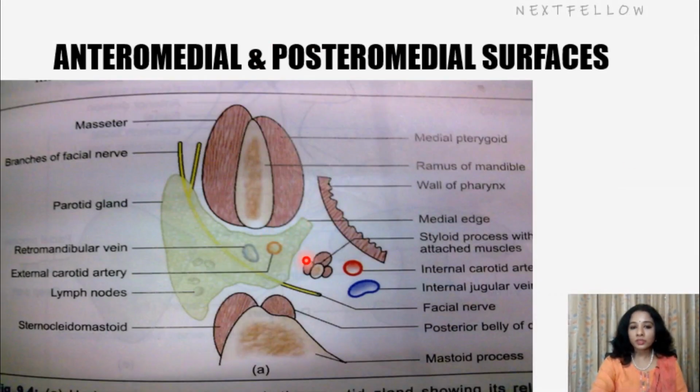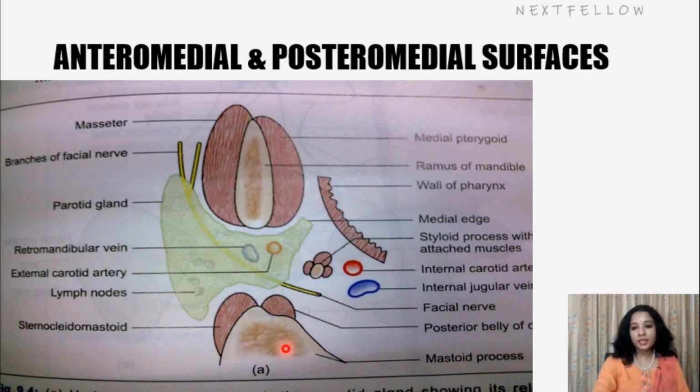So here is the cross section of the parotid gland, where we can understand the relations of the parotid gland in a better way. This is the lateral surface of the parotid gland, which is covered by the skin, superficial fascia, and part of the deep fascia called the parotido-masseteric fascia, which forms the false capsule of the parotid gland on the lateral side. And anteriorly we see the ramus of the mandible, which provides attachment to masseter on the lateral aspect and medial pterygoid on the medial aspect.